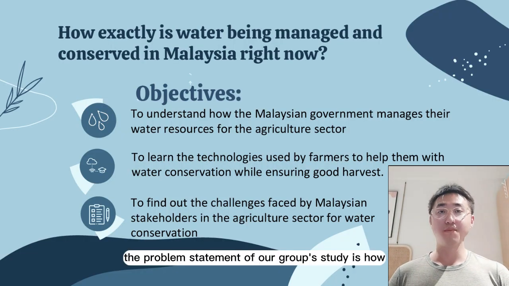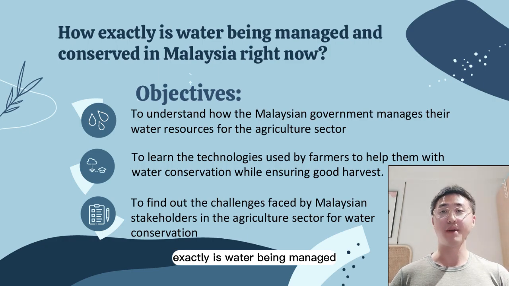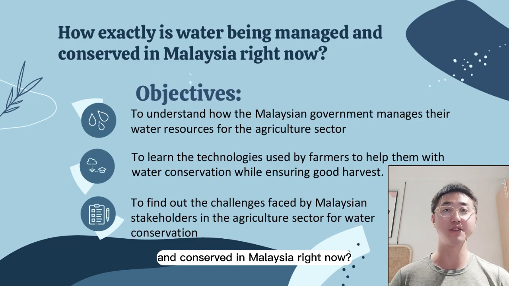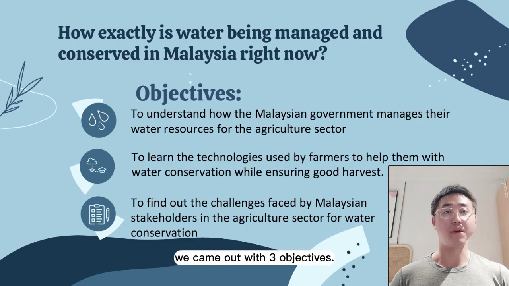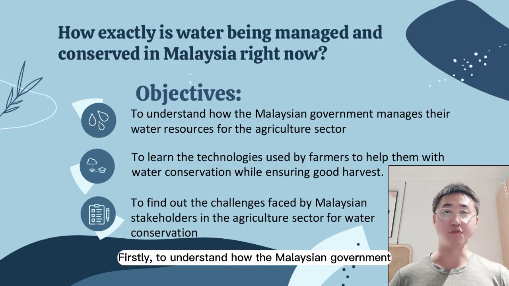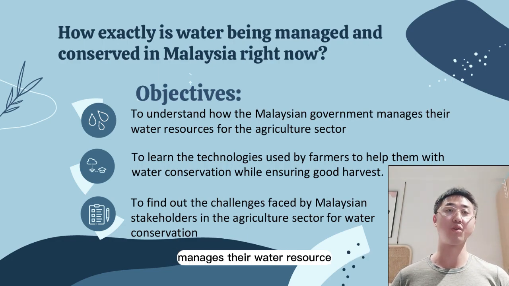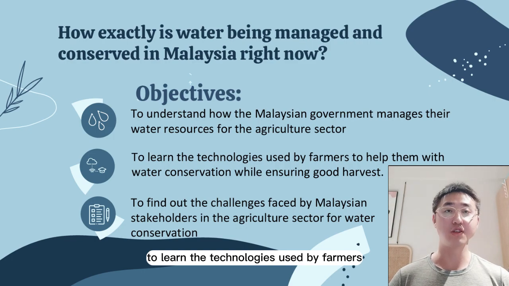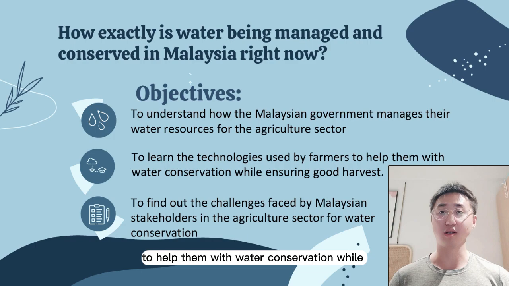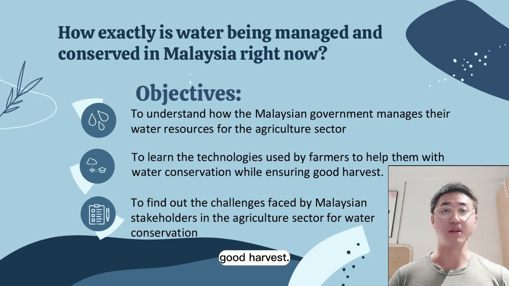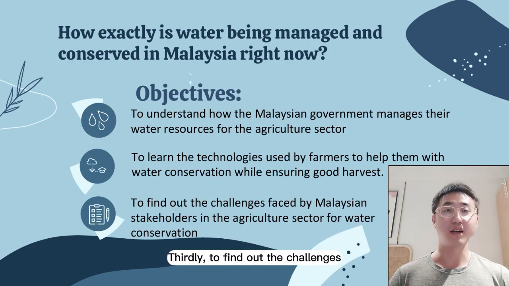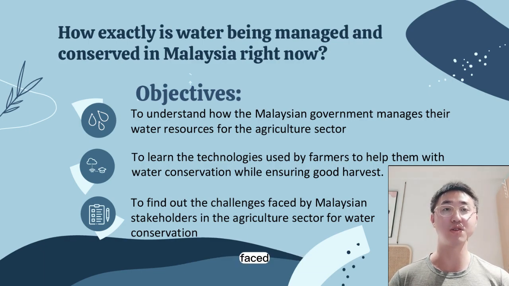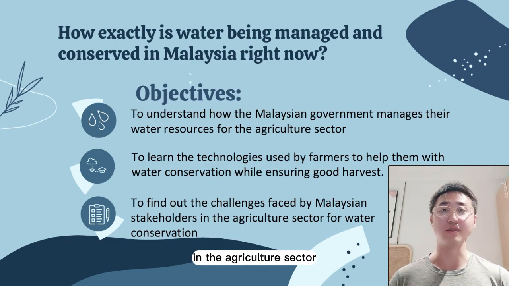With that, the problem statement of our group study is how exactly water is being managed and conserved in Malaysia right now. To answer the problem, we came out with three objectives. First is to understand how the Malaysian government manages water resources in the agriculture sector. Secondly, to learn the technology used by farmers to help them with water conservation while achieving a good harvest. Thirdly, to find out the challenges faced by Malaysia in the agriculture sector in water conservation.